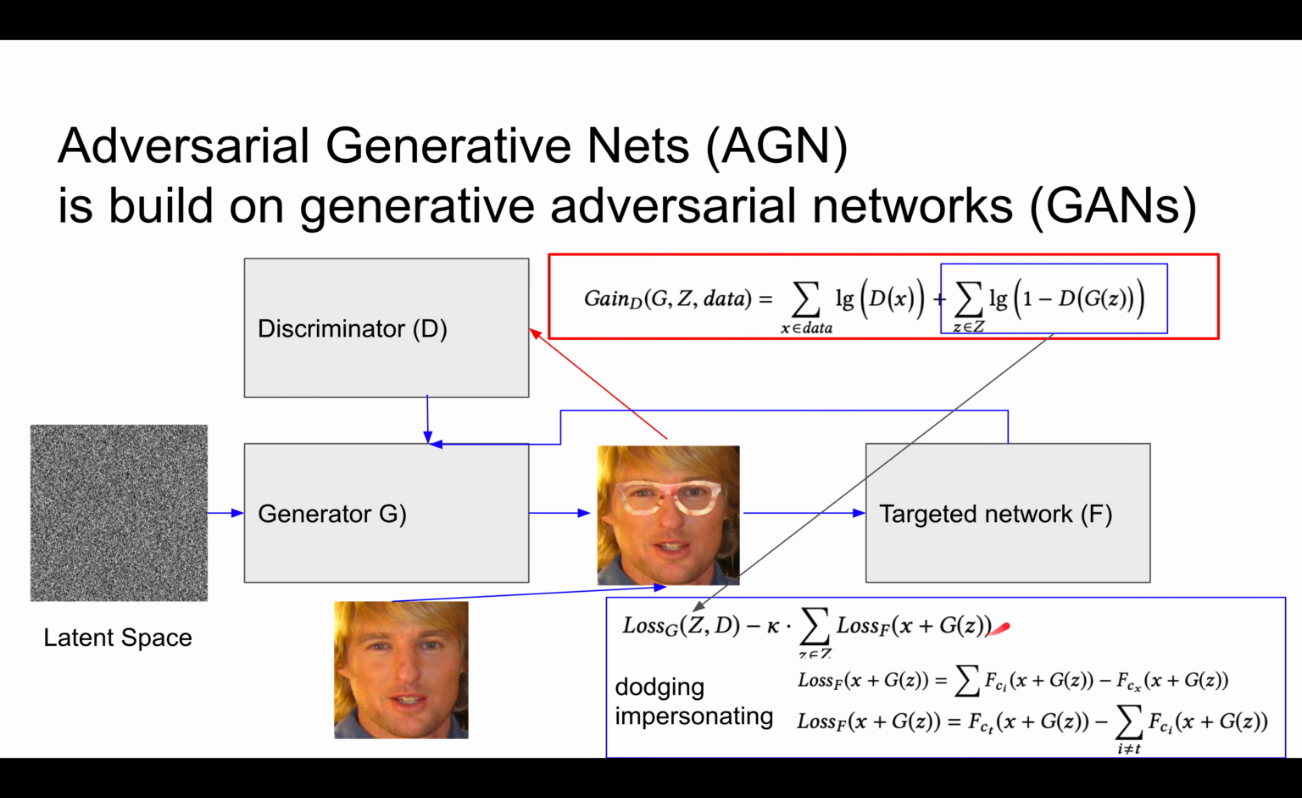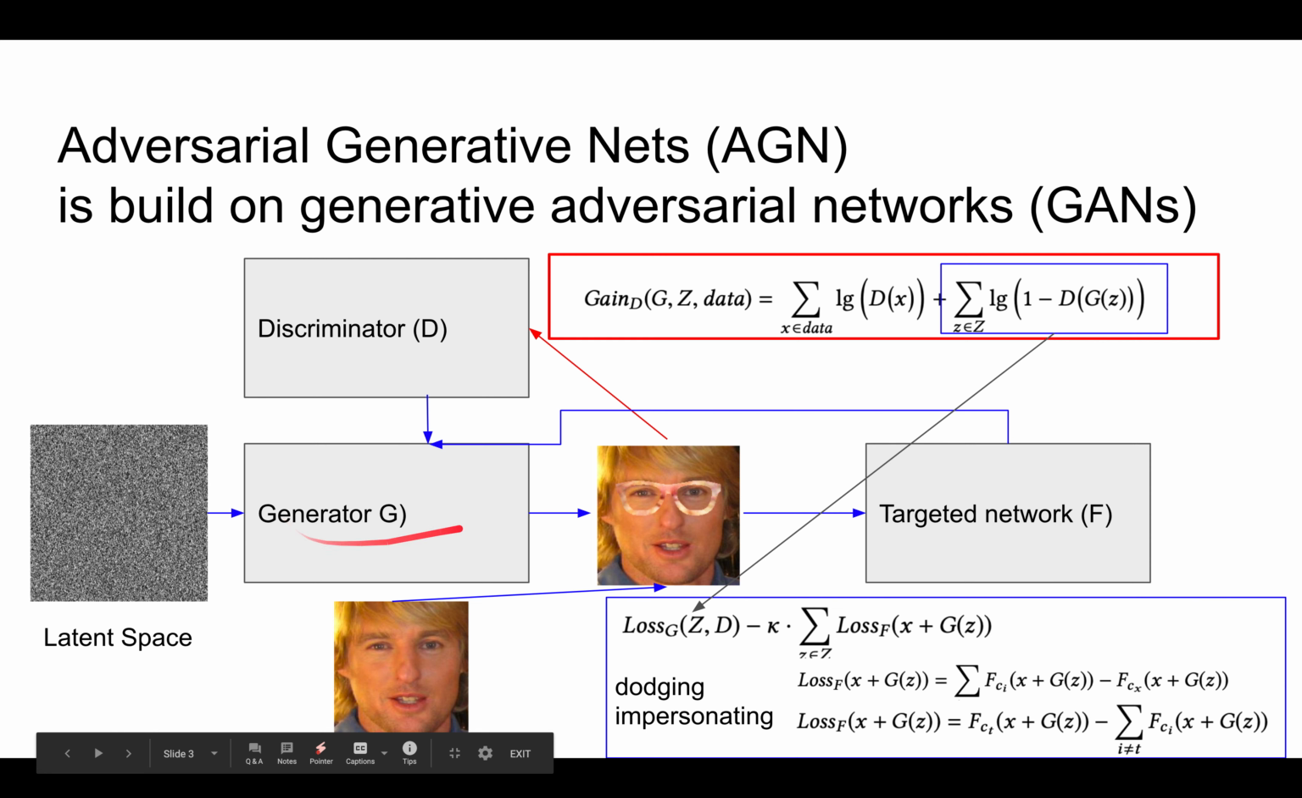The second part is called loss F. Loss F is very similar to what we have talked about before in the class: how far away this generated result is from our targeted result. So for dodging, this loss F means how different it is from the original attacker image. For impersonating, it's how different it is from the targeted image.